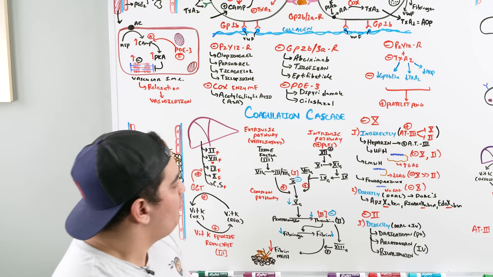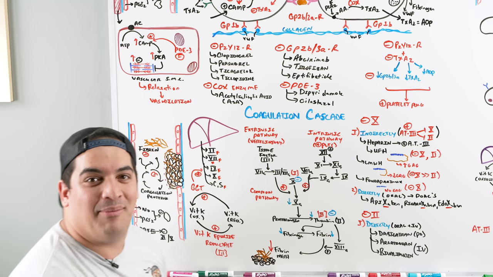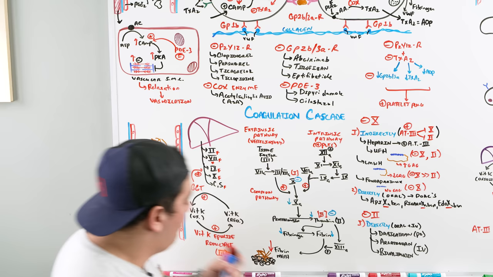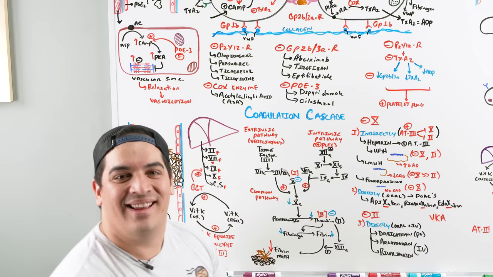Okay, my friends. So at this point, we've covered ways that we can inhibit these two particular processes. One is inhibiting factor 10. One is inhibiting thrombin. What did I tell you was the third mechanism? Inhibiting the vitamin K epoxide reductase. If I inhibit the vitamin K epoxide reductase, we call this category vitamin K antagonists.